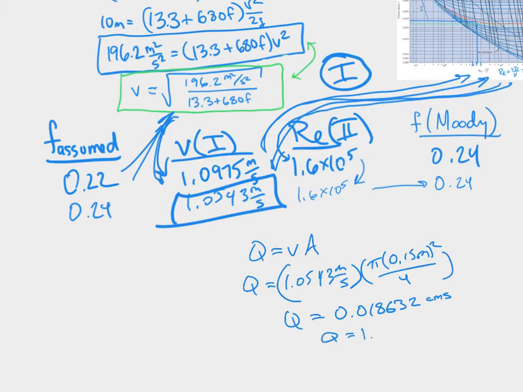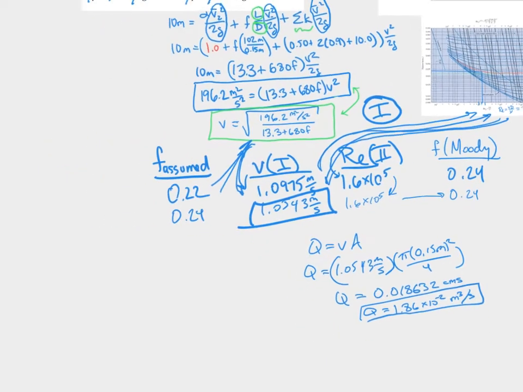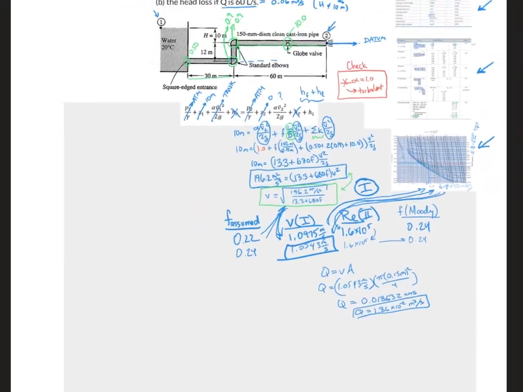Now that's what happens when you have a tiny pipe. You get tiny flow rates. Okay, so cubic meters per second, boom, nailed. Okay, so nothing super exciting here. Well, I guess depends on your point of view.